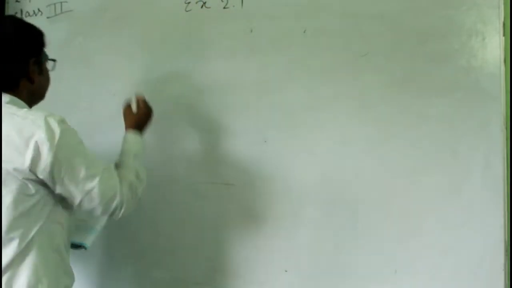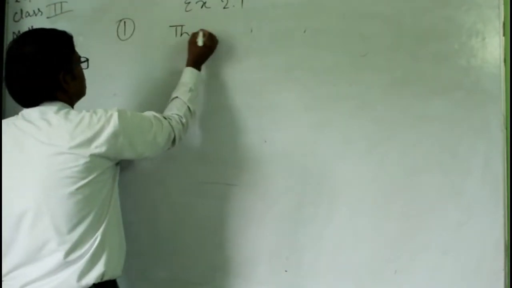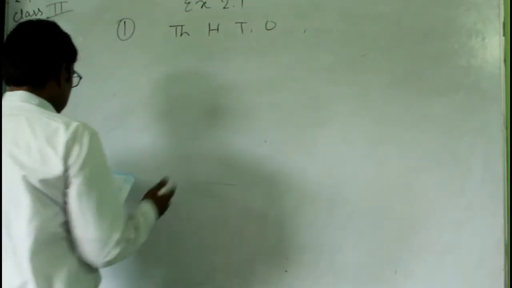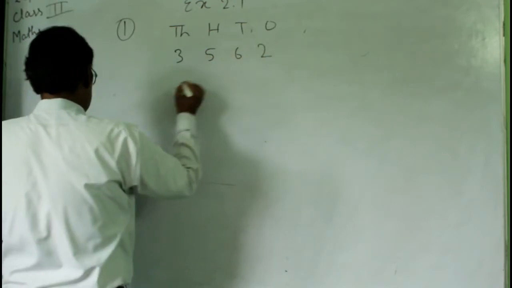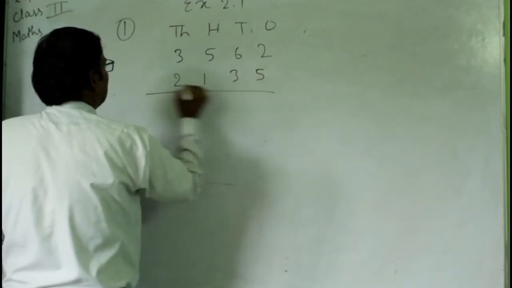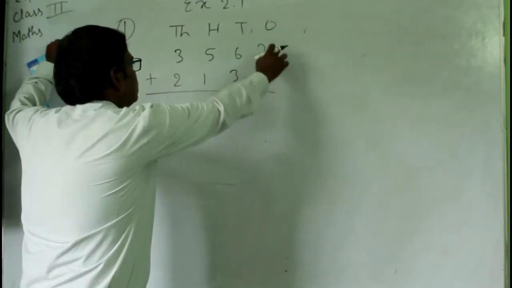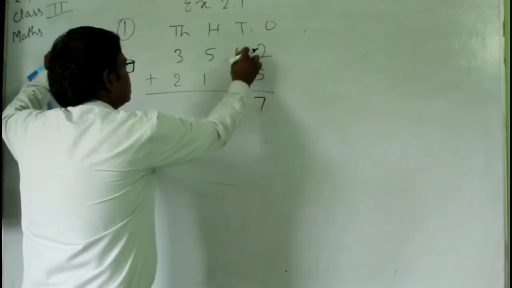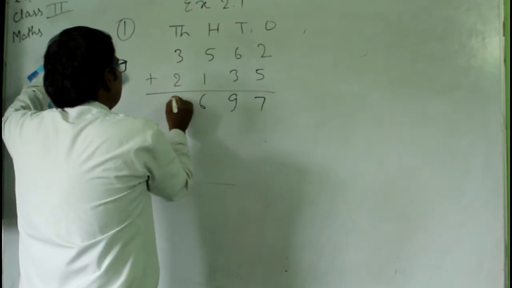Question number 1. Thousands place, hundreds place, tens place, and ones place. So the one number is here 3, 5, 6, 2, and 2, 1, 3, 5. Then add these two numbers, you will get the answer. Now here 5 plus 2 is how much? 5 plus 2 is 7. Then write here 7. 6 plus 3 is 9. 5 plus 1 is 6, and 3 plus 2 is 5.